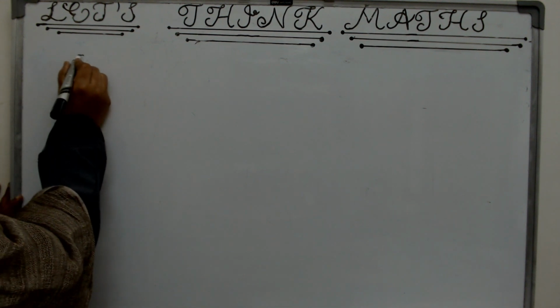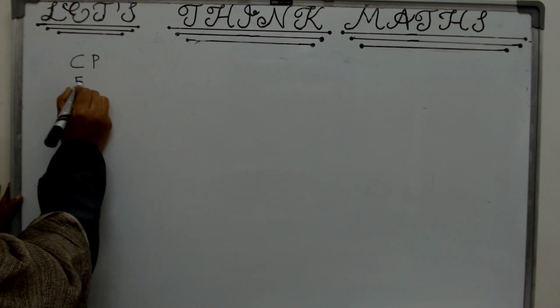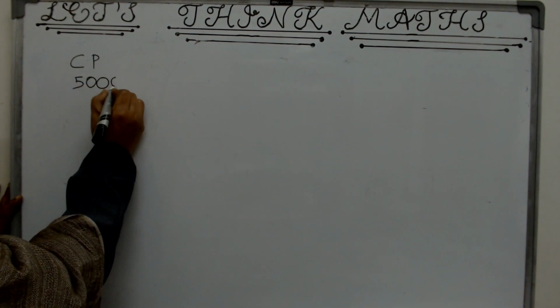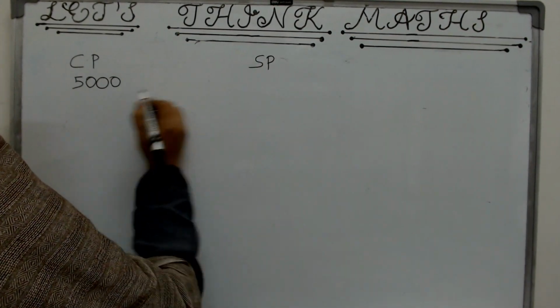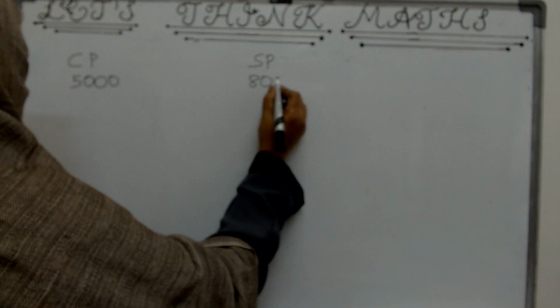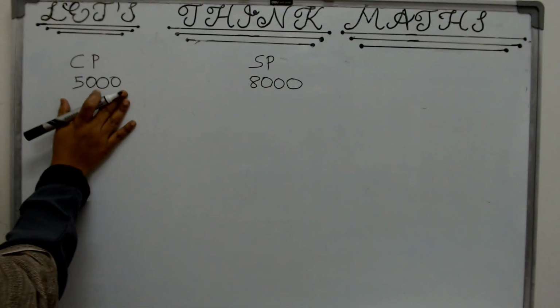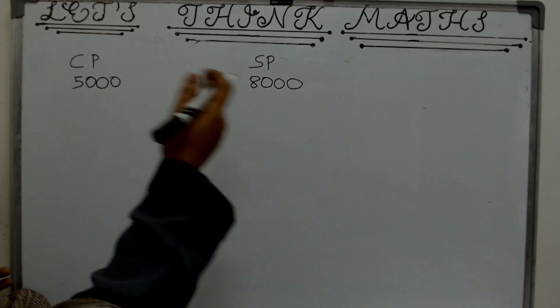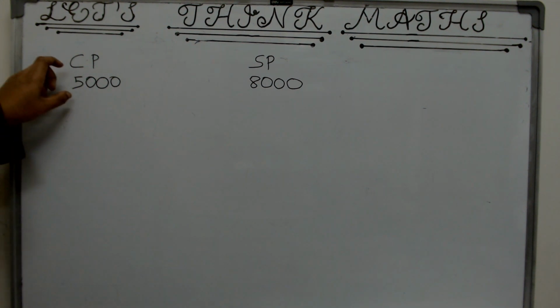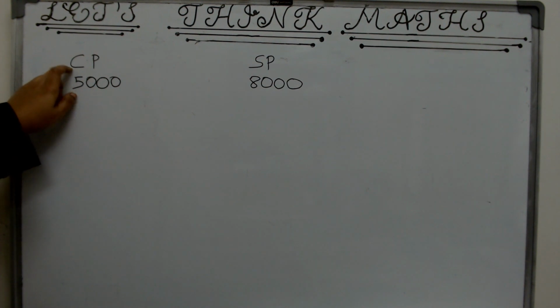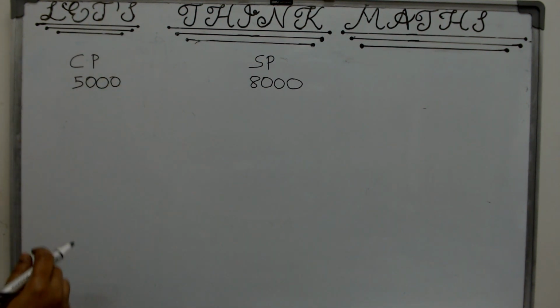There is a shopkeeper. He goes and buys a table for 5,000 rupees. He wants a profit out of it. He wants to sell this table for 8,000. So he wants this 5,000 back, and then he wants 3,000 extra. So now how is he going to sell something which is worth 5,000 for 8,000? So what does he do?